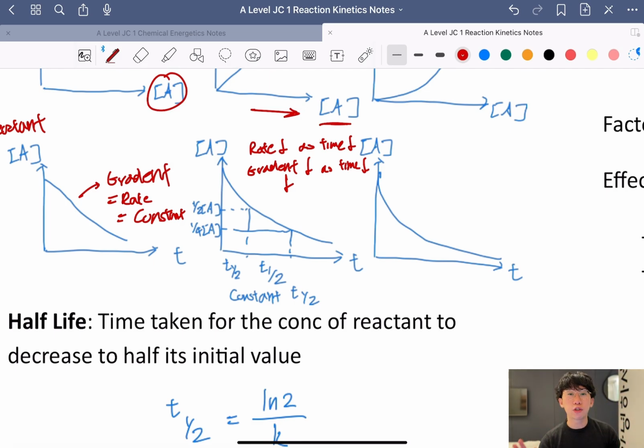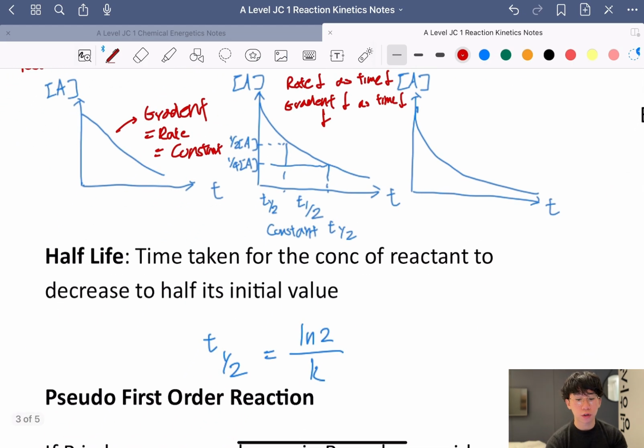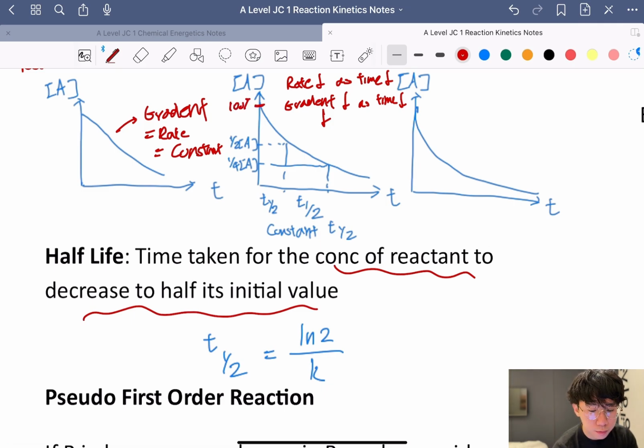Now, there's another interesting point to note for first order reactions: the half-life is always constant. The half-life is the time taken for the concentration of reactant to decrease to half its initial value. So if I have a starting point, let's say at 100%, the time taken for it to go from 100% to 50% should be equal to the time taken to get from 50% to 25%, and it should also equal the time taken to get from 90% to 45%. That is the unique pointer about first order reactions. The half-life is always constant.